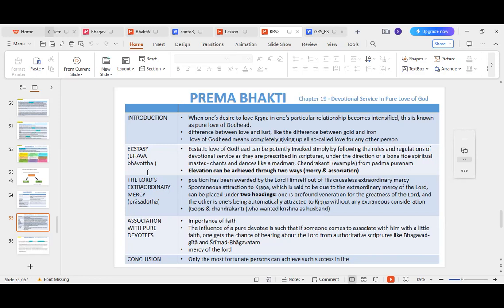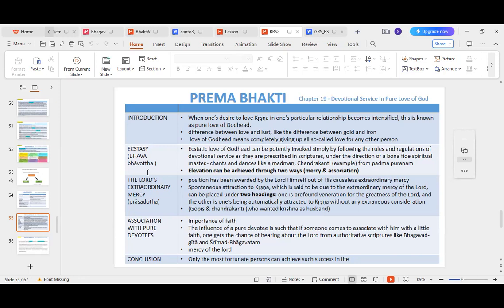The conclusion of this chapter is that it mentions only fortunate people. It is not that everybody will get it. Even in the Bhagavad Gita, Krishna mentions that everybody will try to understand, but only a few will get that prema. So even if everybody follows certain sadhana, only a few will get that bhava, and within that, only a few will get the prema portion.